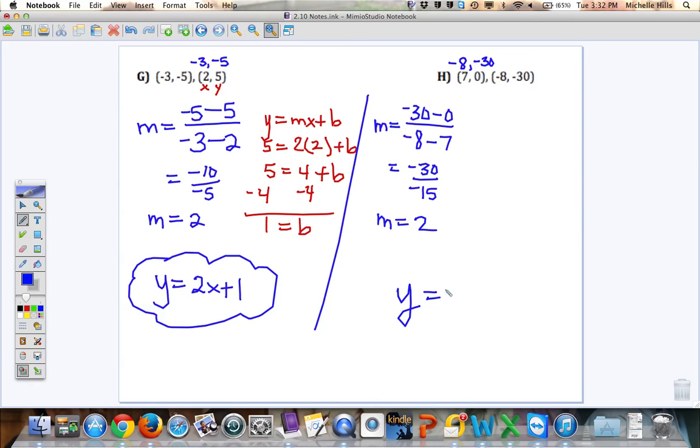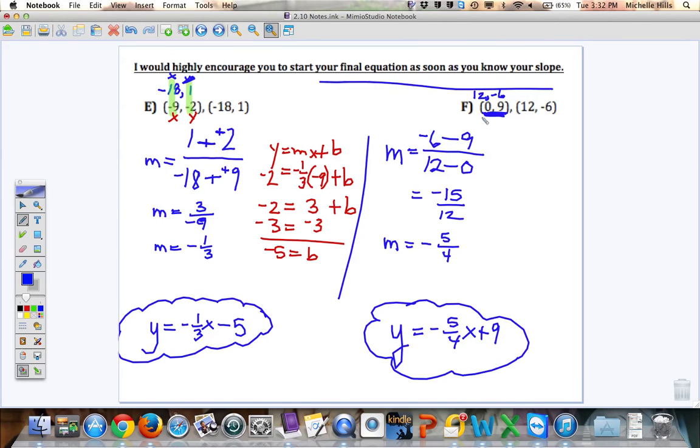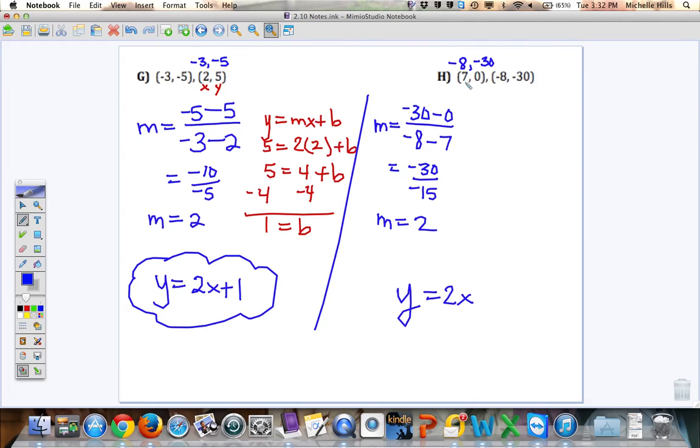Y equals 2x. I might be tempted to look at this and say, hey, 7 then is going to be my y-intercept. But that point isn't on the y-axis. The point on the y-axis has x is 0, y is 9. This is actually my x-intercept, where x is 7 and y is 0. So I do actually need to go calculate this. I'm going to use the 7 and the 0 for my x and y because I think they look a lot easier than the -8 and -30.